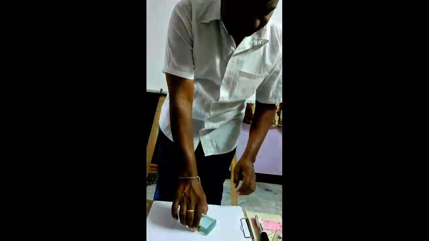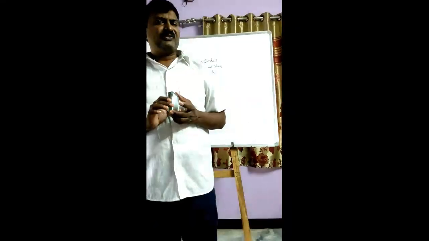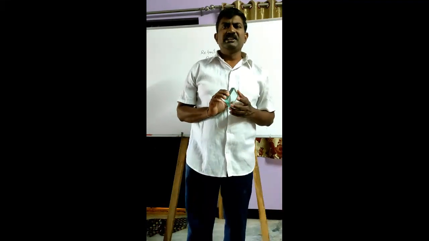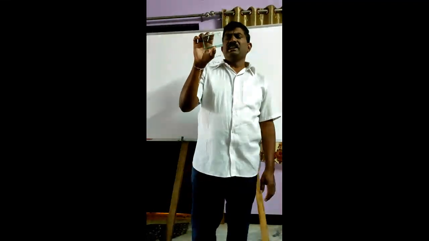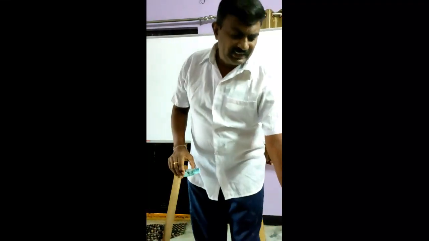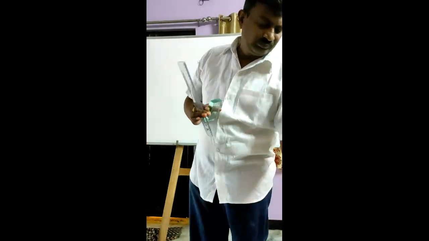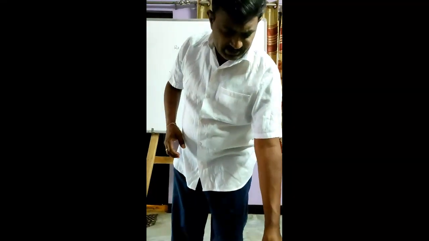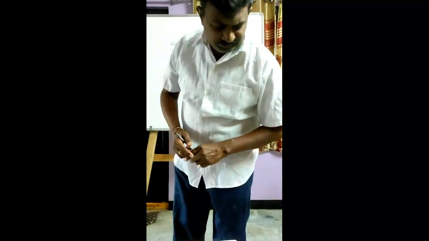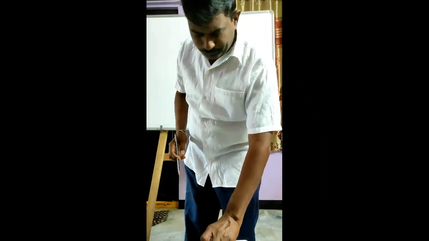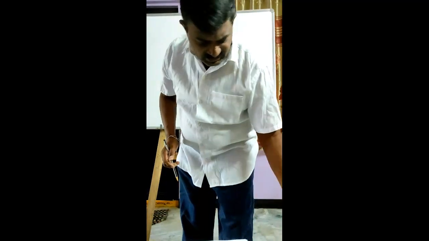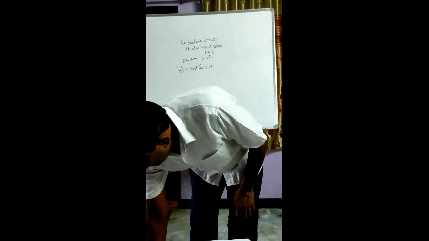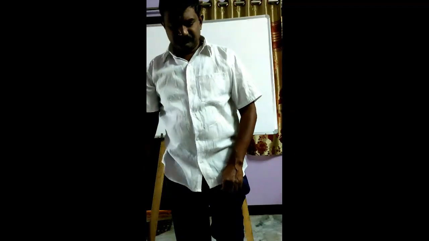We shall find it through an experiment. The required material is a glass slab, scale, pencil, protractor and all pins. Now place the glass slab like this, vertically.